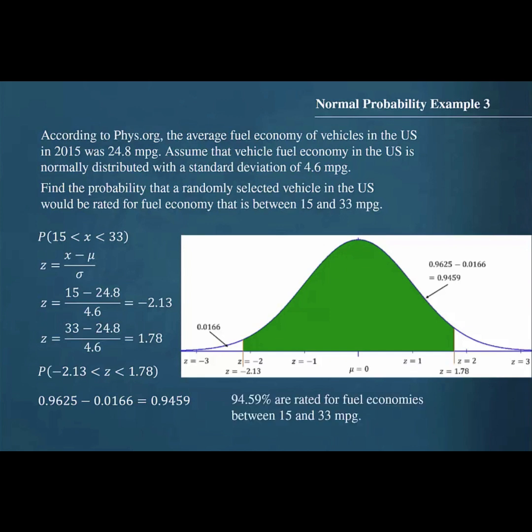This can be also stated as assuming the average fuel economy of vehicles in the US for 2015 is normally distributed with a mean of 24.8 miles per gallon and a standard deviation of 4.6 miles per gallon, 94.59% would be rated for fuel economies between 15 and 33 miles per gallon.